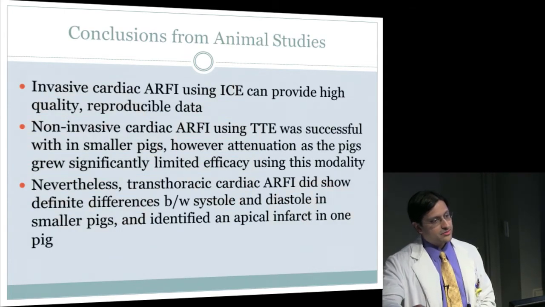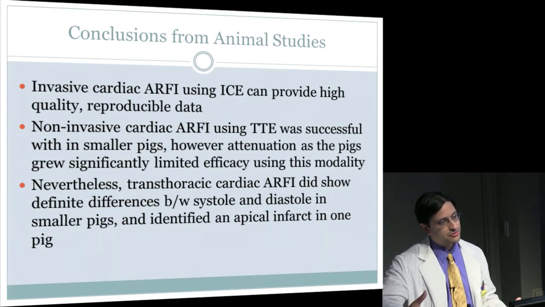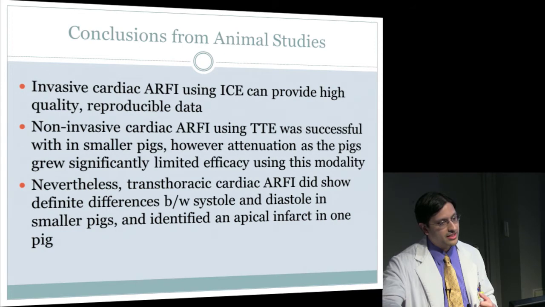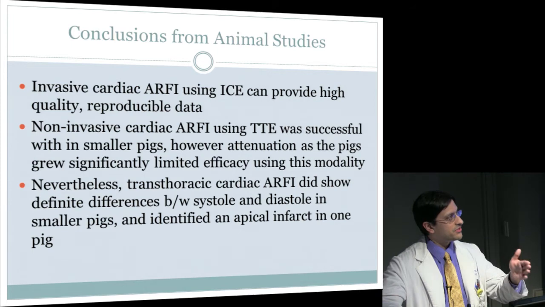So as far as conclusions from our animal studies, I think it was very clear that ICE is an excellent modality through which ARFI could be used. Of course, an obvious limitation is it's invasive, but it produced very highly reproducible and high-quality data. The transthoracic data was a little less reproducible. Early on, when the pigs were smaller, we were able to reproducibly show changes in systole and diastole and adequately interrogate different parts of the myocardium.